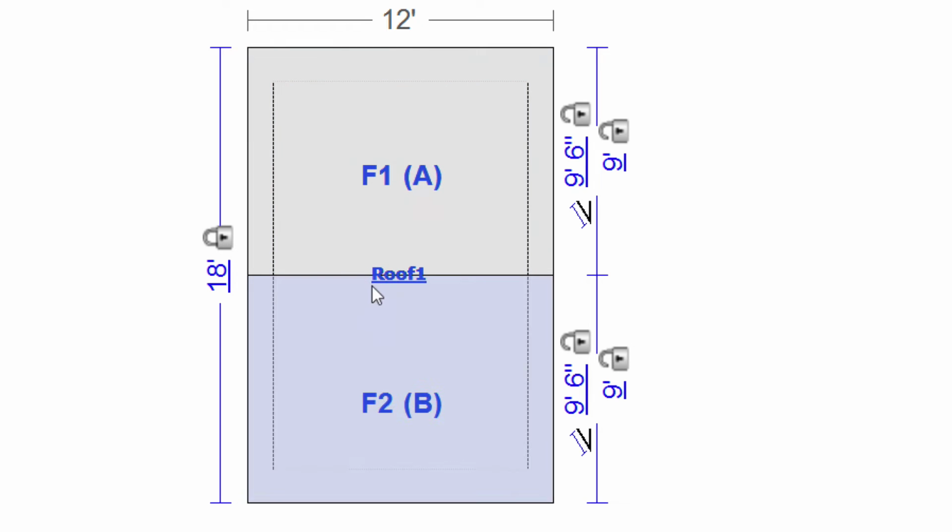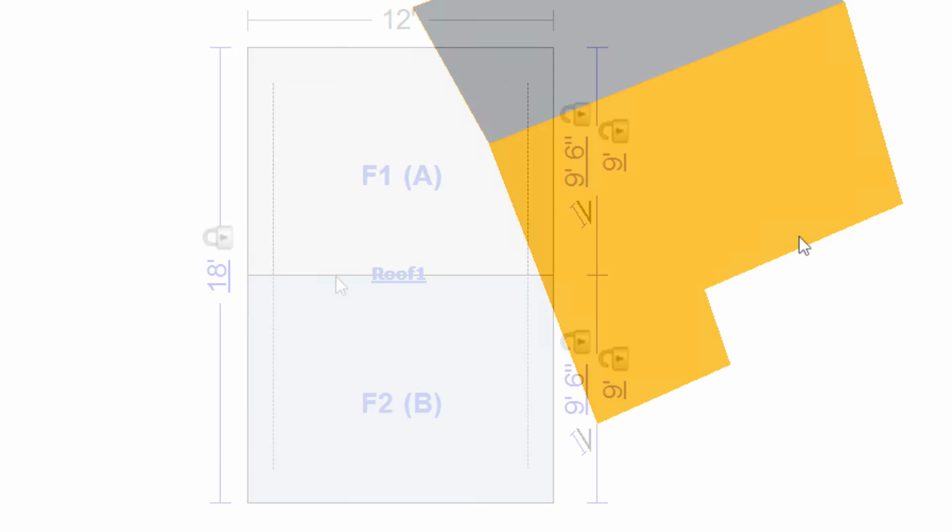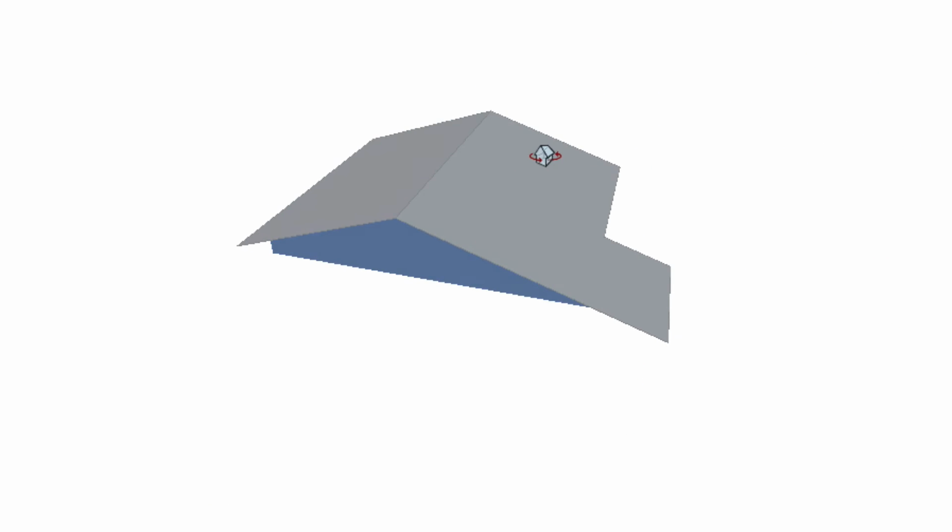By default, Xactimate places the ridge of the roof in the middle of the two edges, with both faces the same size. However, some roofs are not symmetrical in this way. This is where roof locks are best used.